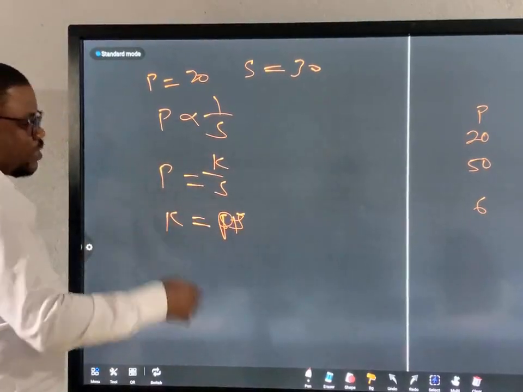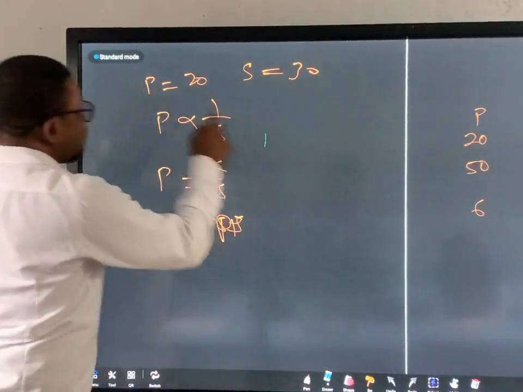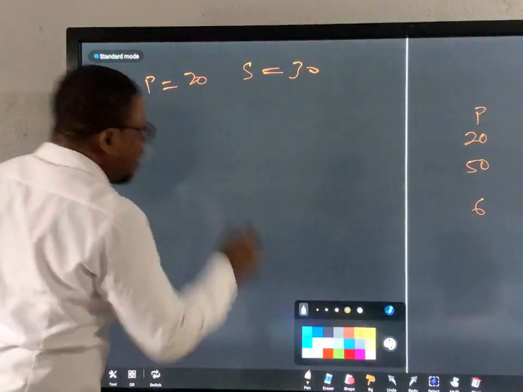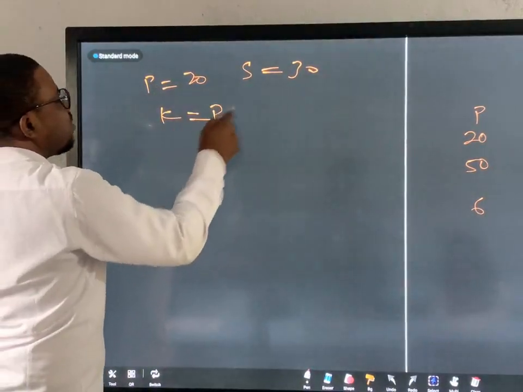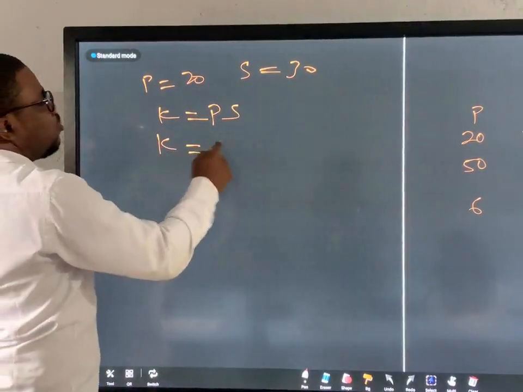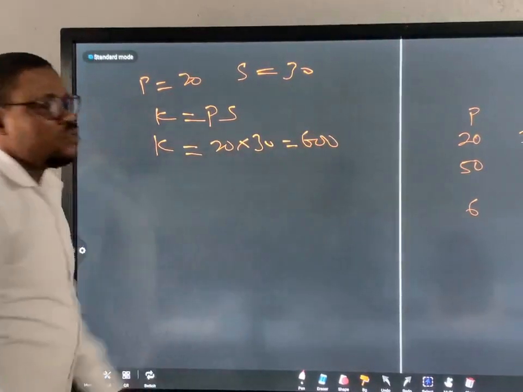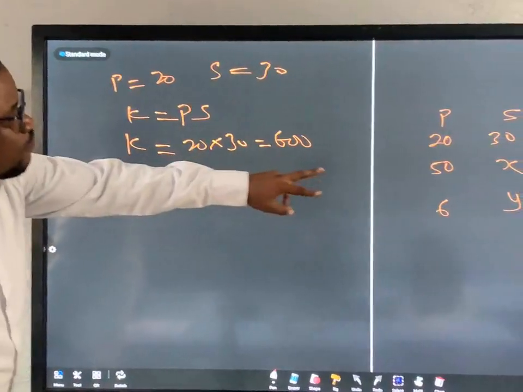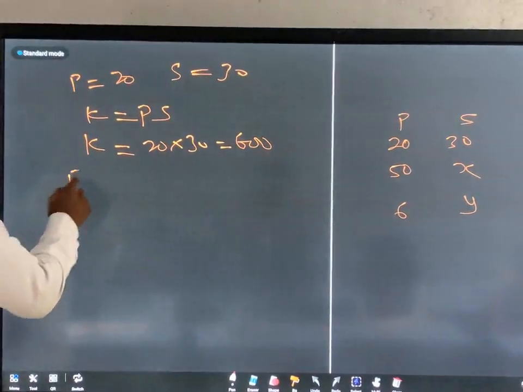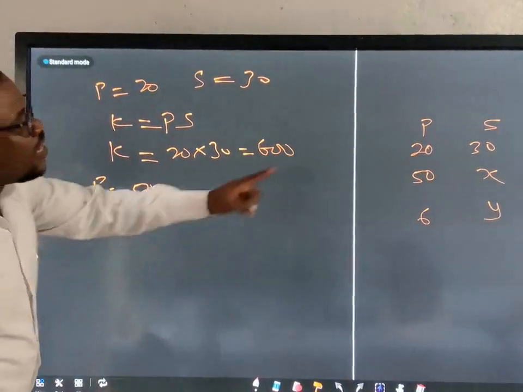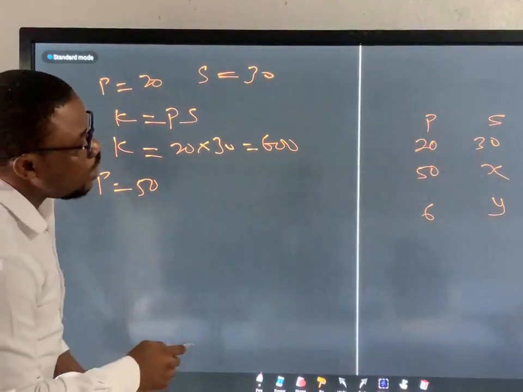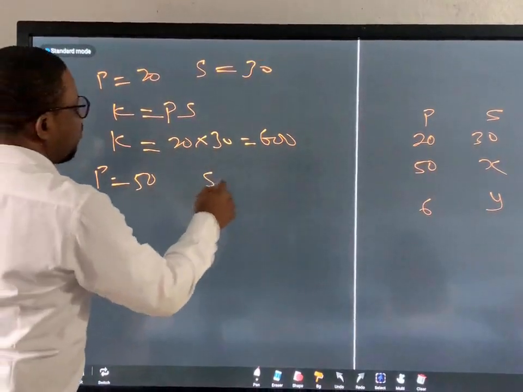You guys should do alphabetical order. So we know that k is equal to PS. So k becomes 20 times 30, which is equal to 600. For the next set of values, I have that P is equal to 50, and that S is equal to x.